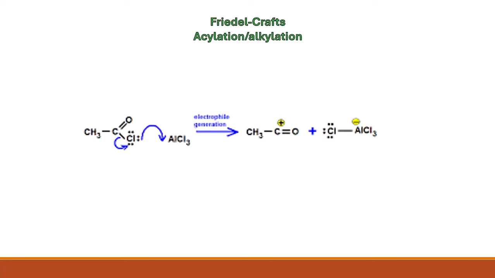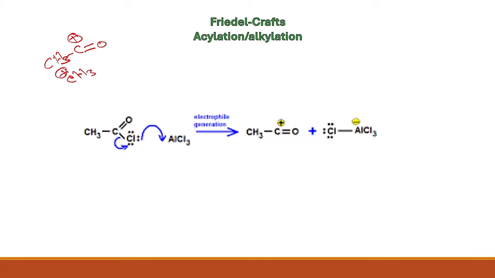Friedel-Crafts acylation and alkylation. If you want to add an acyl group or an alkyl group to the benzene ring, then you will need an electrophile that's going to be either an acyl group like CH3C double bond O with a positive charge, or like CH3 with a positive charge.